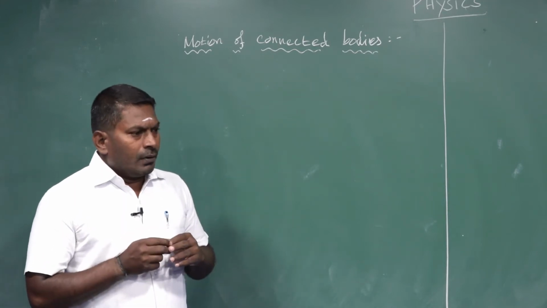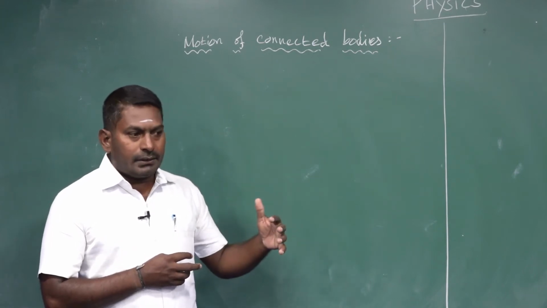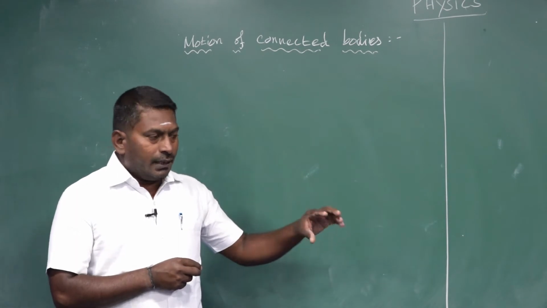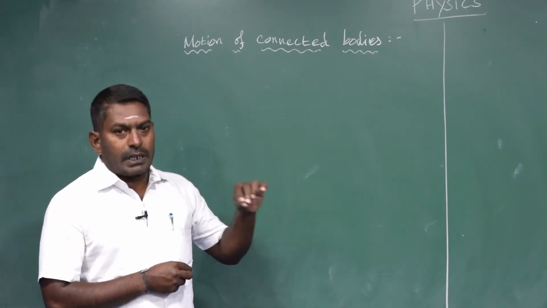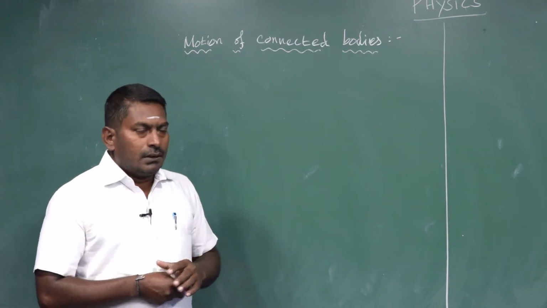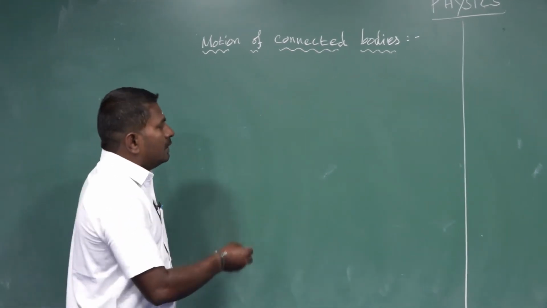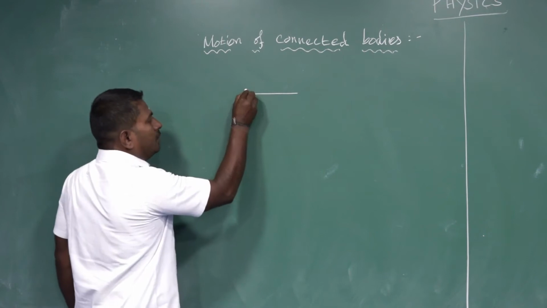So, depending upon the external force acting on the bodies, when the two bodies connected by a string are set into acceleration, the acceleration varies with the external force acting on them. See the topic, motion of connected bodies. See the diagram, it has one rigid support.